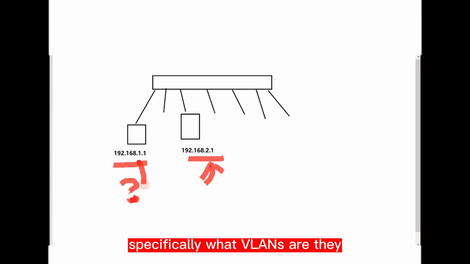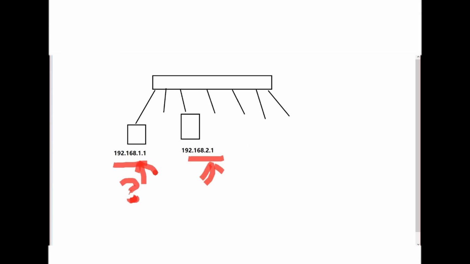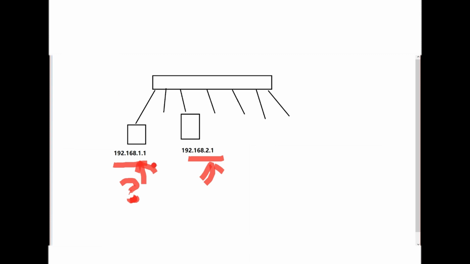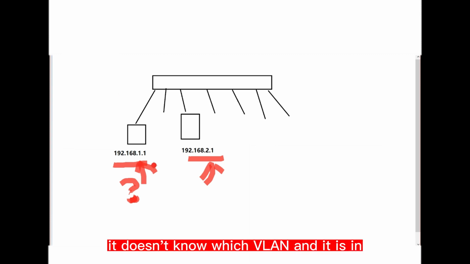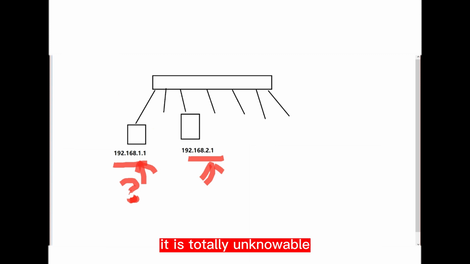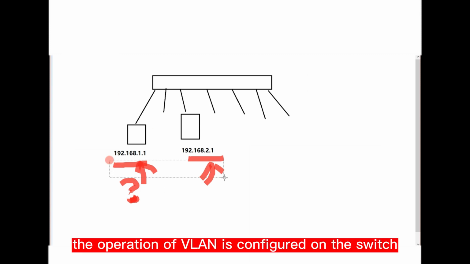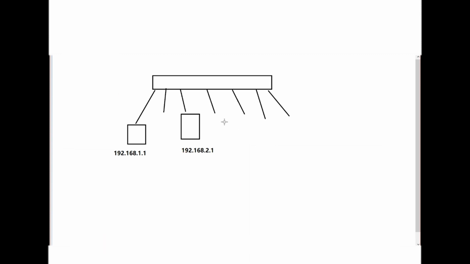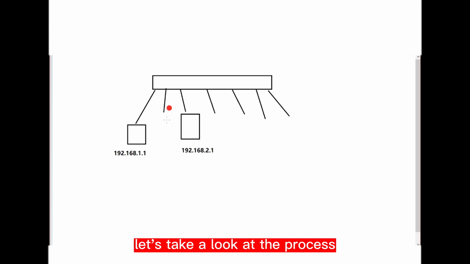Specifically, what VLANs are they? It doesn't care. So when the PC is actually sending data, it doesn't know which VLAN it is in. It is totally unknowable. The operation of VLAN is configured on the switch. It is a technology deployed on the switch. Let's take a look at the process.